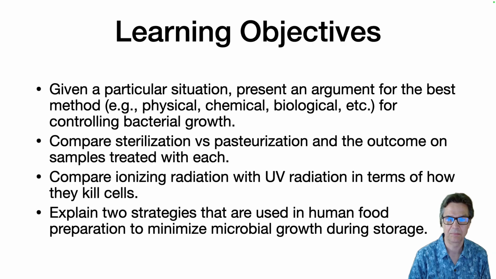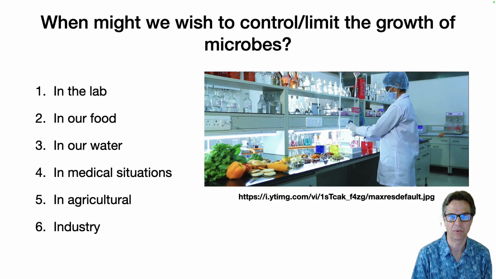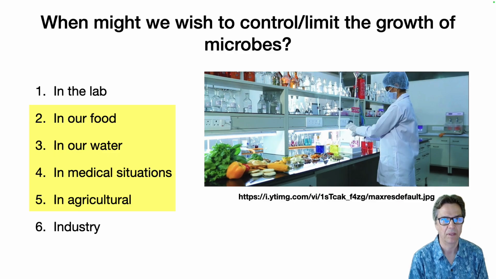Here are the learning outcomes, and let us begin. There are many situations where we want to control the growth of bacteria. In the lab, so the experiments work the way we expect them to. In our food, in water, medical situations, and in agriculture. Industries will also want to prevent bacterial growth.